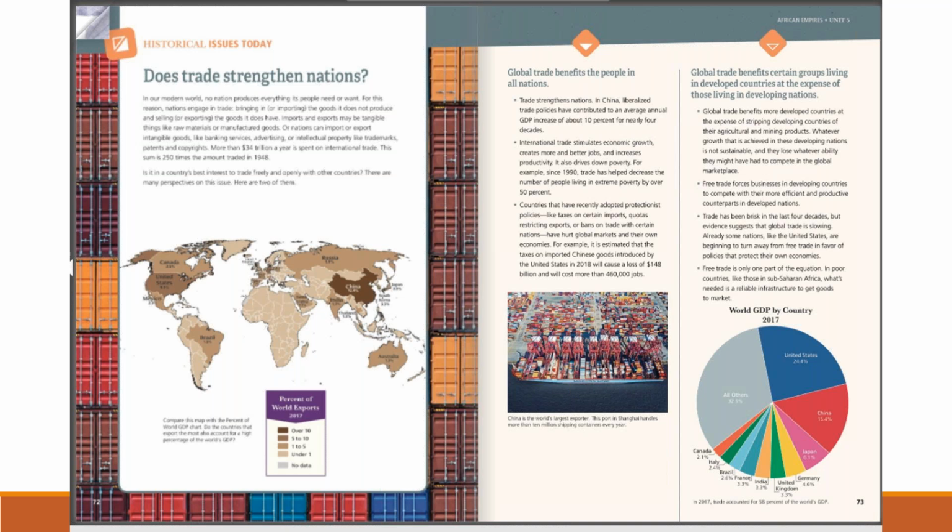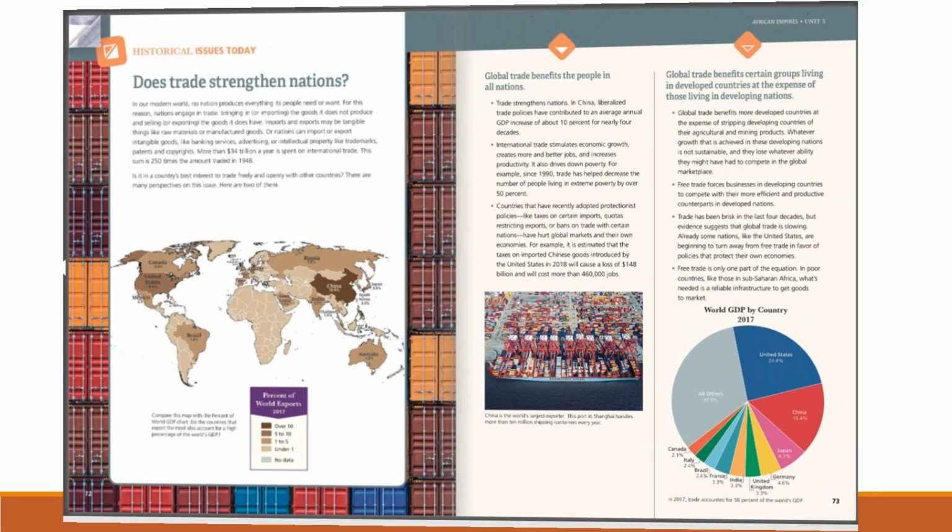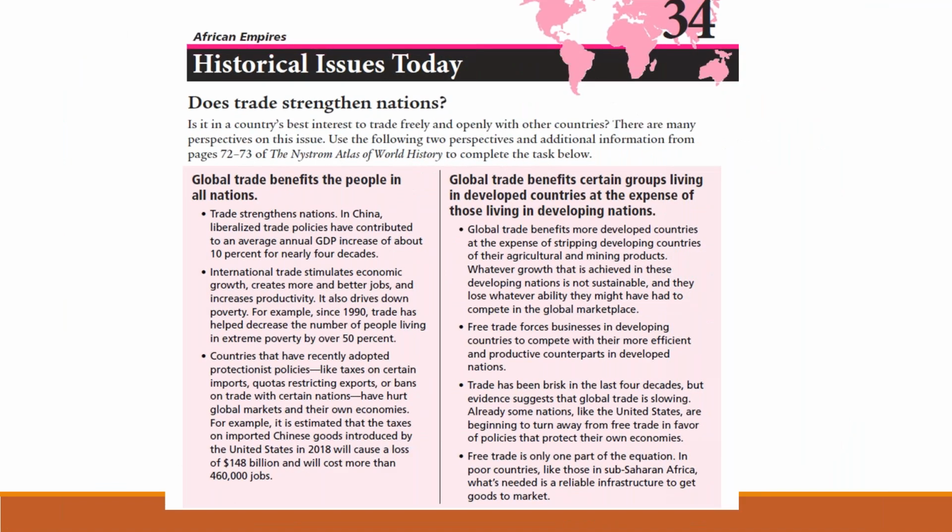present day. And in this case, we've got an overview, we've got a map here, we've got different types of pie charts, and then we've got sort of pros and cons. Global trade benefits the people in all nations, or global trade benefits certain groups living in developed countries at the expense of those living in developing nations. And if you go through, you can create an activity where students maybe do a debate based on the pros and cons of these things.